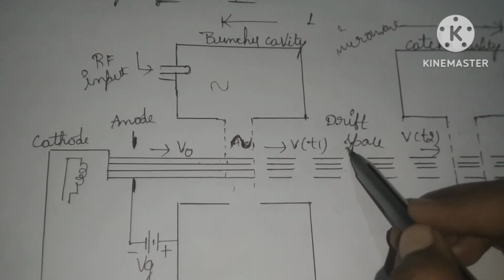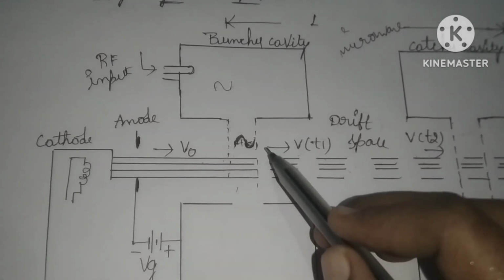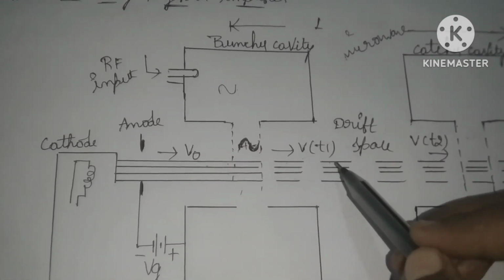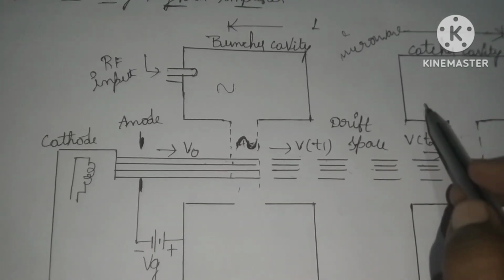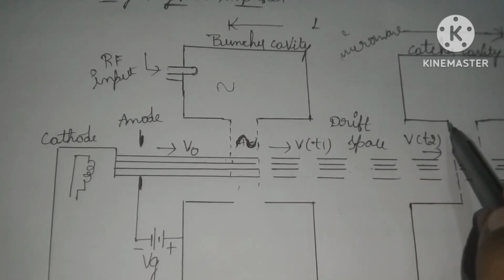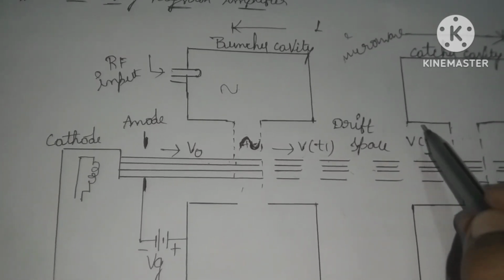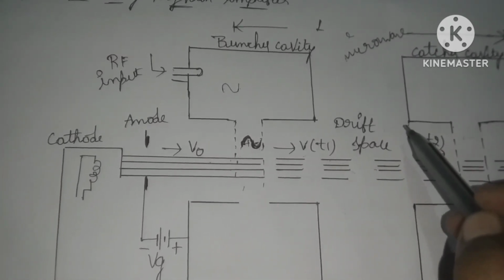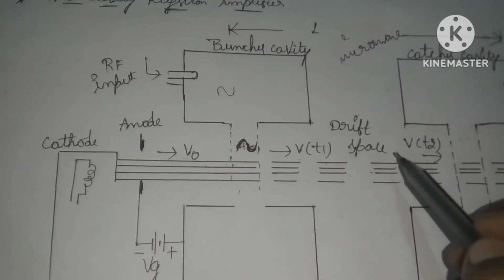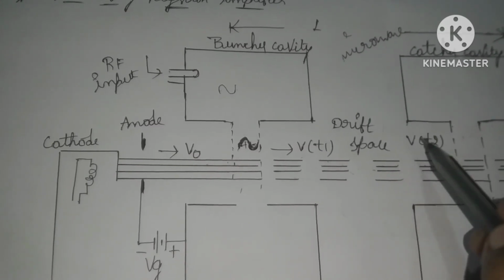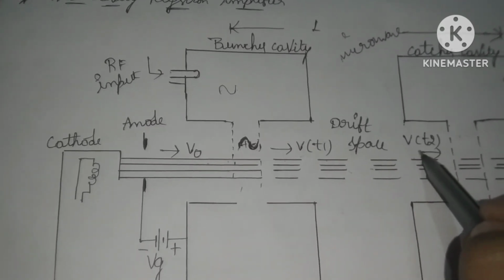Velocity modulation means here the velocity of the electron beam will vary, so that's why it is called velocity modulation. And here at the catcher cavity, the density of the electrons varies with time, so that means the signal varies with time, which is nothing but an AC signal. So it has an AC component, that's why it is called current modulation.